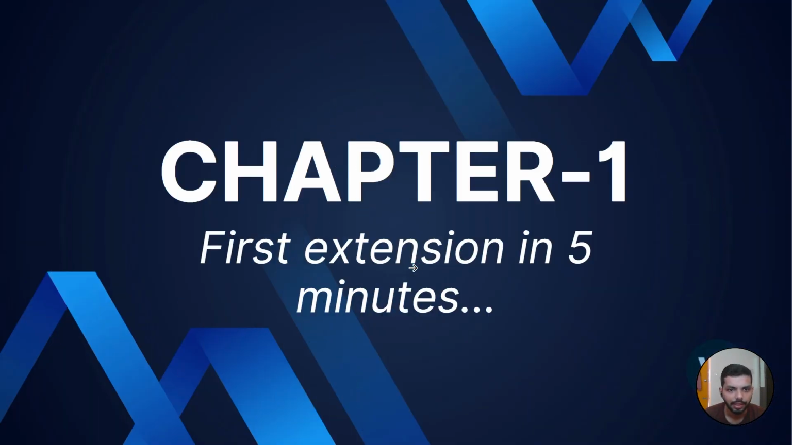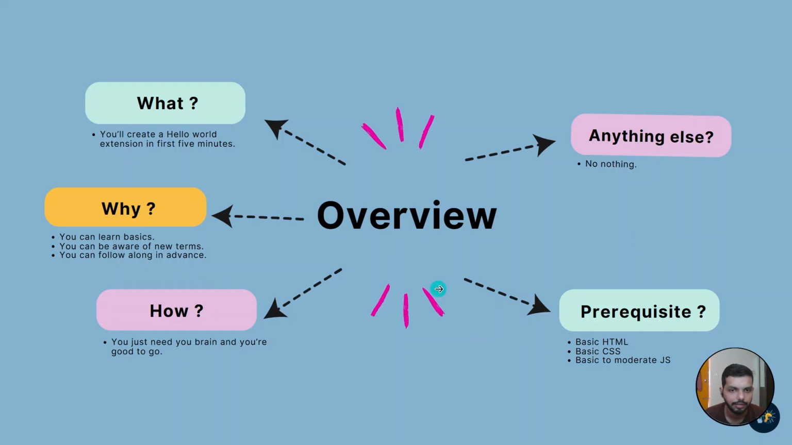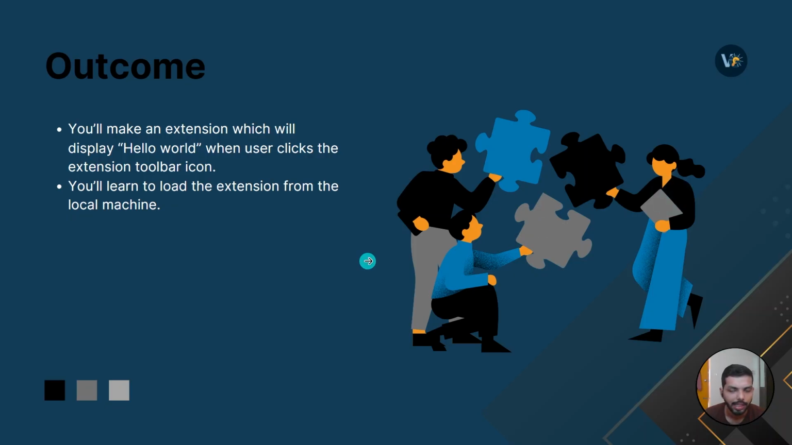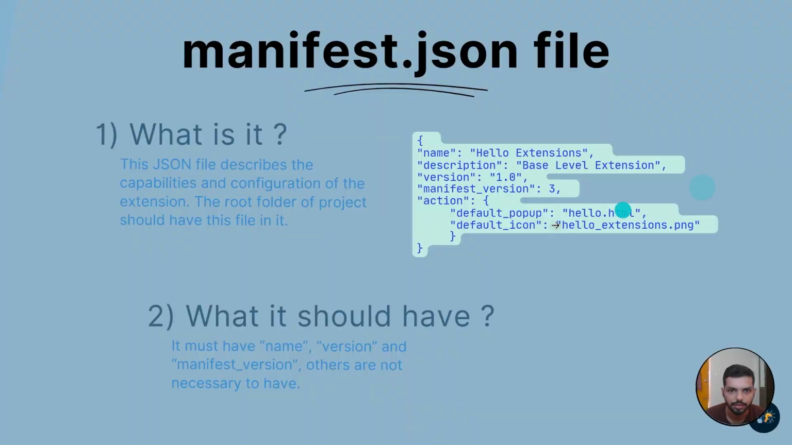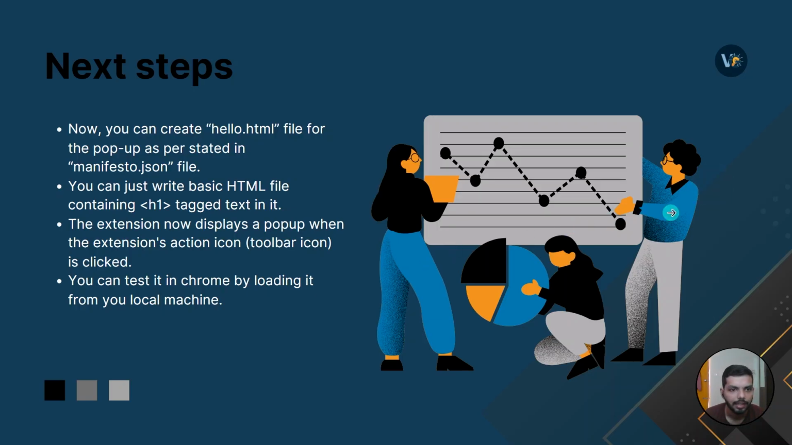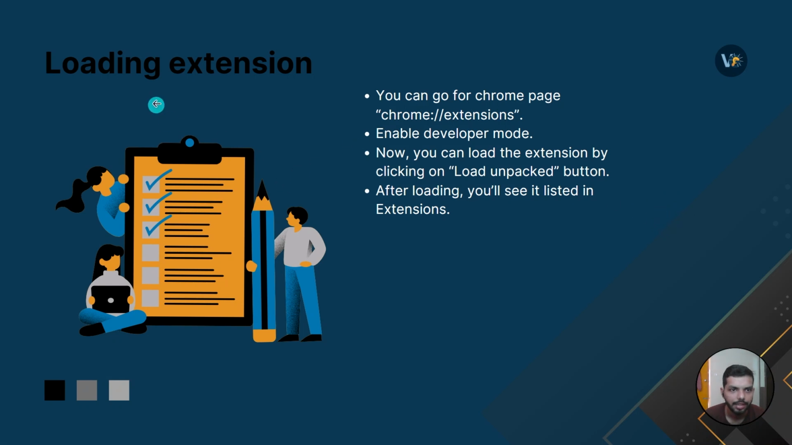Starting with chapter 1, which includes how we can create our first extension, we'll skip this overview part. By making our first extension, we get to know some things. The outcome of chapter 1 is to create a hello world extension. We got to know about the manifest.json file, which basically stores all of the basic information about the app. Then we created the extension, and we learned how we can load an extension in our Chrome development environment.